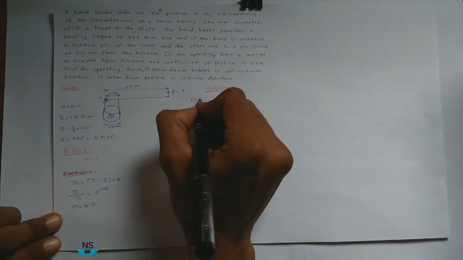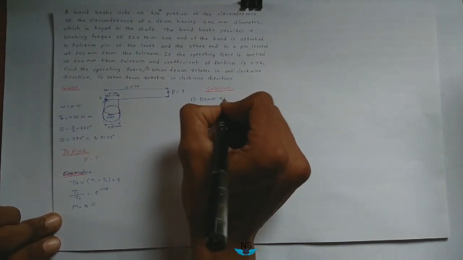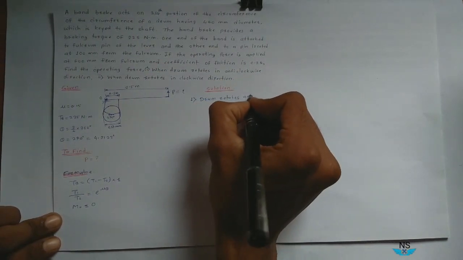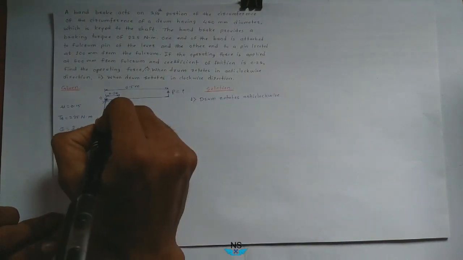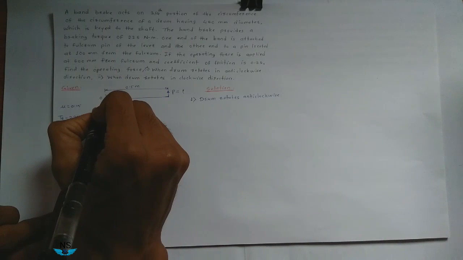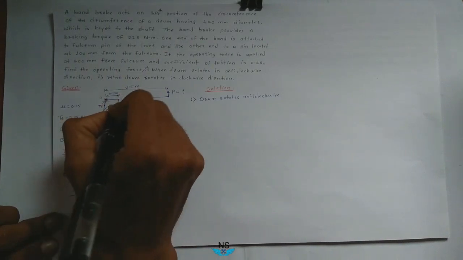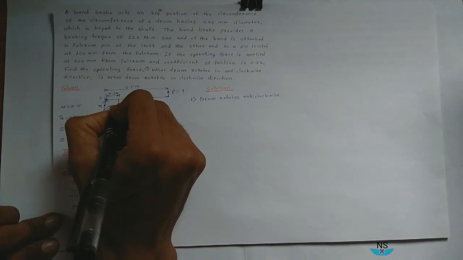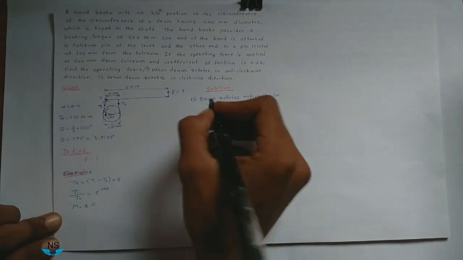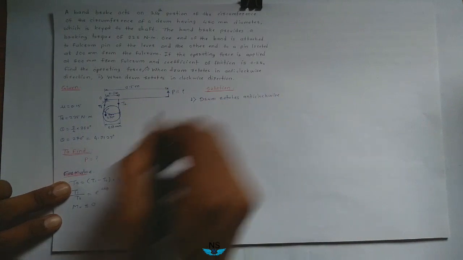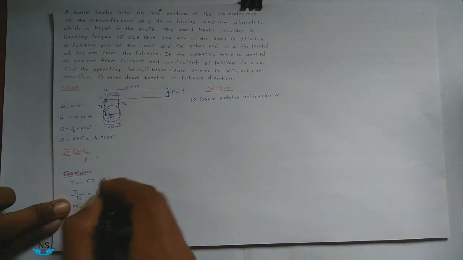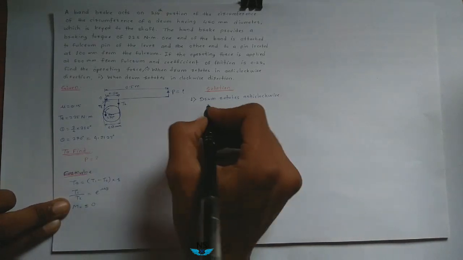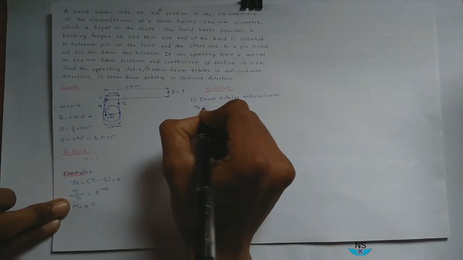First condition: if the drum rotates anti-clockwise, then this becomes the tight side and this side becomes the slack side. So T1 is here, T2 is here. We have the braking torque formula, and from this formula we are going to find the values of tension. So first use the braking torque formula.